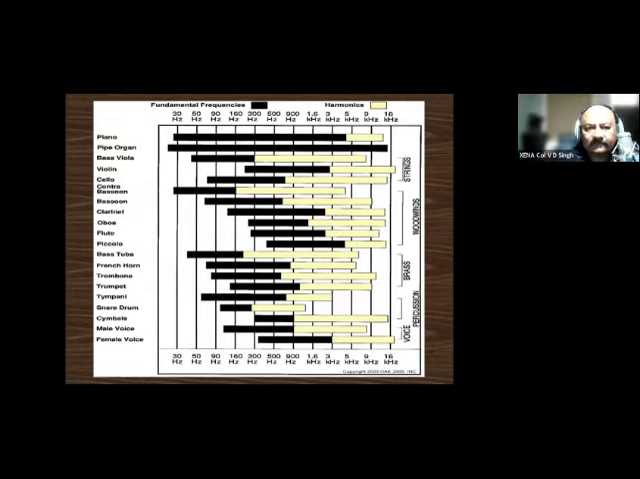So for example, piano. If you look at piano, its fundamental frequency is very, very low, shown in black at the top, and it goes right up to 5 kilohertz. Whereas the harmonics, the secondary frequencies generated by the piano, may go right up to about 12 kilohertz.